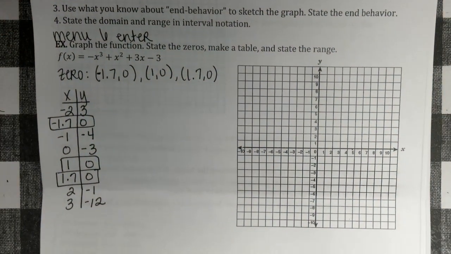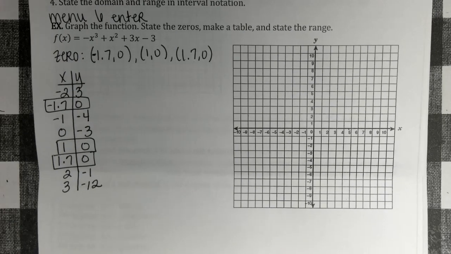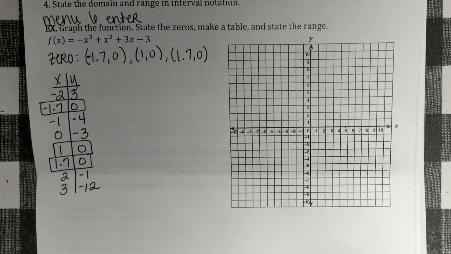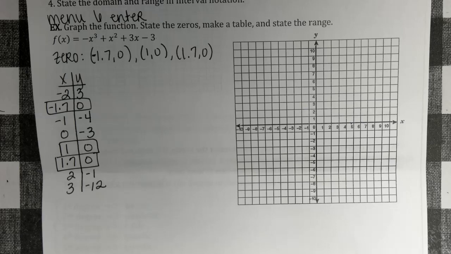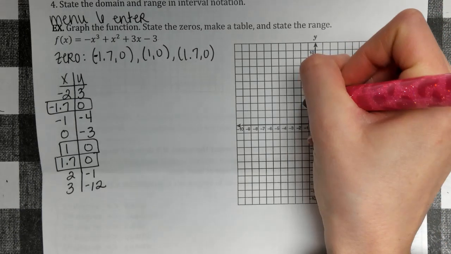Y'all can't see me writing. 3, negative 12. Yeah, it goes off your graph, but you can see where negative 12 goes. It's only 1 point off. So then you're going to plot those points and graph it.